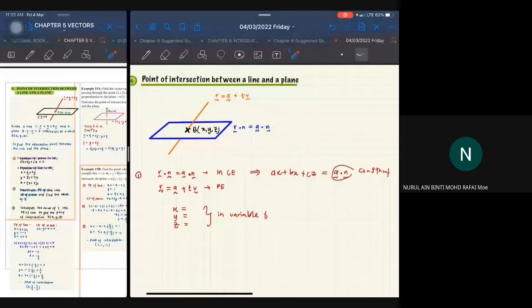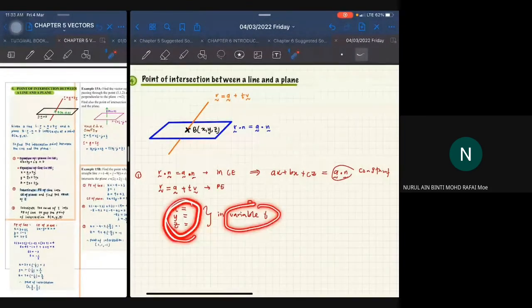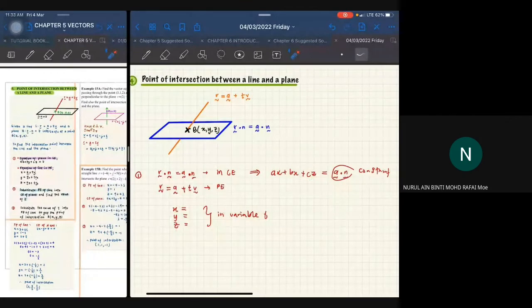Okay, so bila awak punya ni dah dalam variable T, so you just need to substitute into X, substitute into Y, and then this is supposed to be Z. Okay, so bila awak substitutekan X, Y, Z, awak punya equation sekarang ni dia akan everything jadi in term of T. Okay, so bila dalam satu equation tu ada T sahaja, is it possible for you to find the value of T? Yes, it is very, very possible.